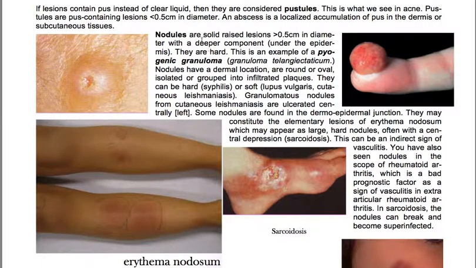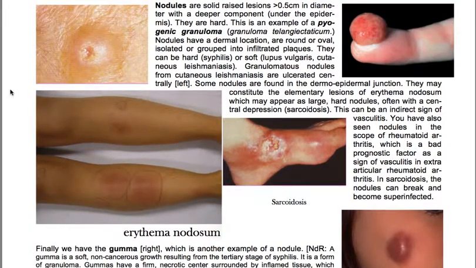If lesions contain pus instead of clear liquid, then they are considered pustules. This is what we see in acne. Pustules are pus-containing lesions less than 0.5 cm in diameter. An abscess is a localized accumulation of pus in the dermis or subcutaneous tissues. Nodules are solid raised lesions of more than 0.5 cm in diameter with a deeper component under the epidermis.